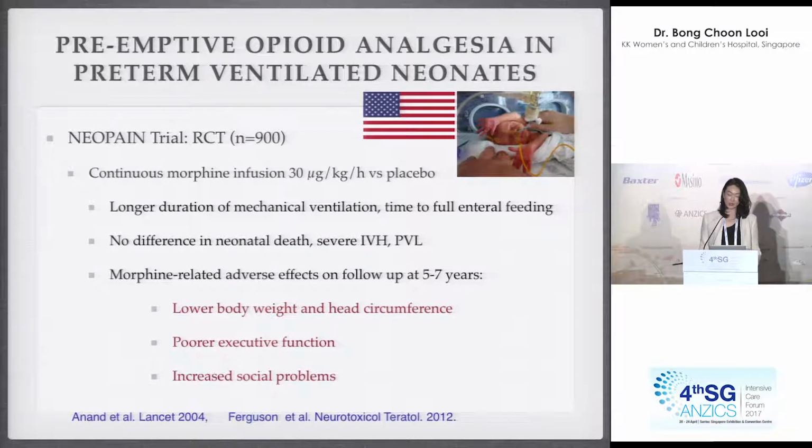They found that continuous morphine infusion is associated with a longer duration on the mechanical ventilator and a longer time to full enteral feeding, which is not surprising. There's no difference in neonatal death and serious neurological complications between the groups. However, at follow-up at 5 to 7 years, the morphine group had lower body weight and head circumference, likewise poorer executive function and increased social problems, such as difficulty making and maintaining friendships.